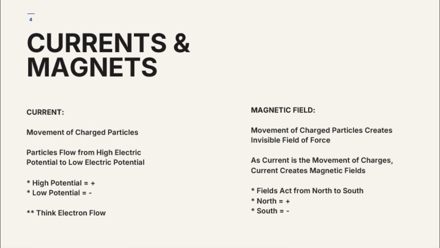As current is the movement of charges, it both creates magnetic fields and is acted upon by them. Fields hold the convention of north and south, where the north end of a magnetic dipole, dipole meaning two poles, is positive and the south end is negative. Magnetic fields in a dipole flow from north positive to the south negative end.